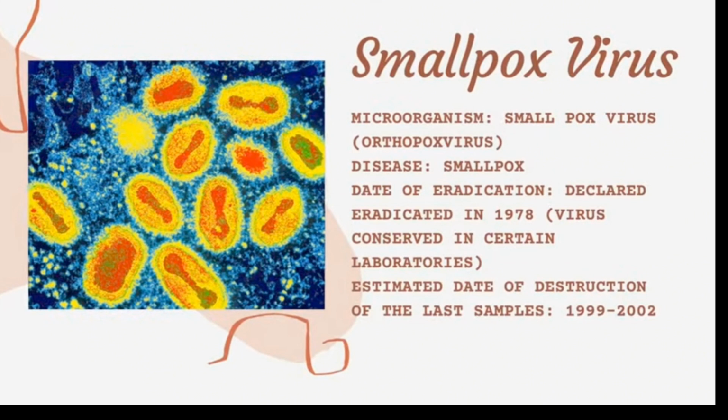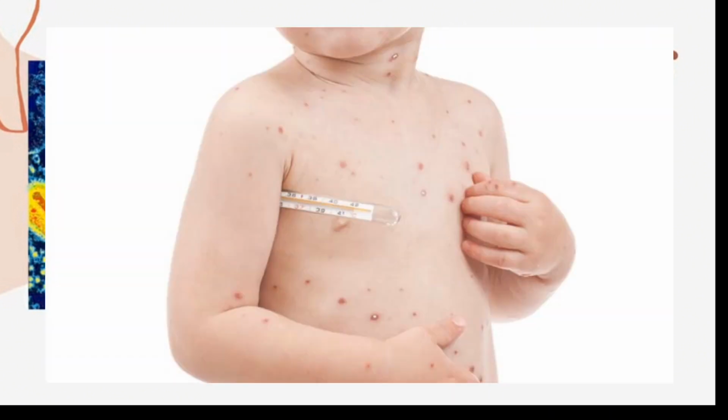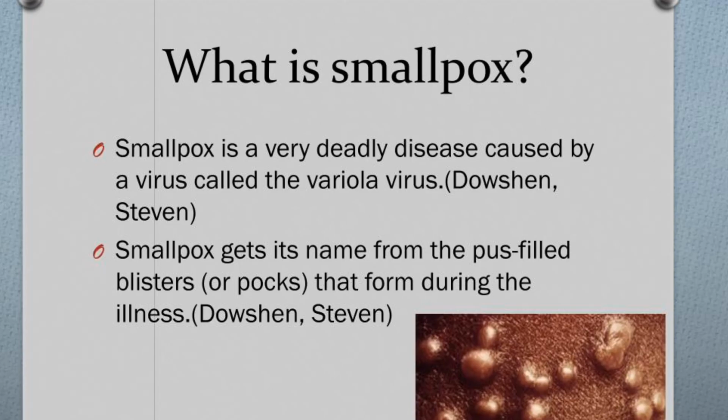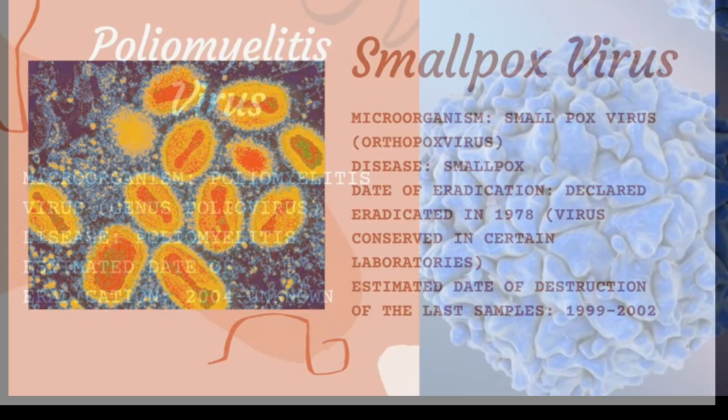Okay guys, this is one example of a microorganism. I will show you what smallpox looks like. So, what is smallpox? Smallpox is a very deadly disease caused by a virus called the variola virus. Smallpox gets its name from the pus-filled blisters or pocks that form during the illness.